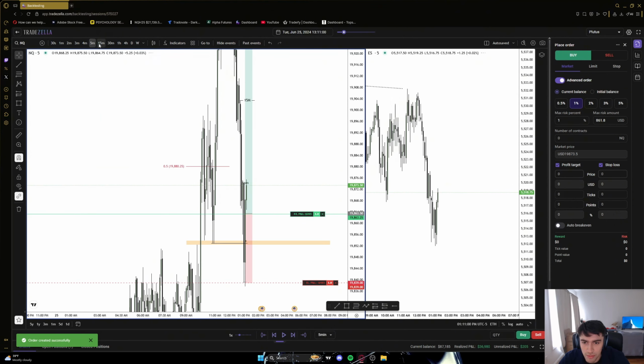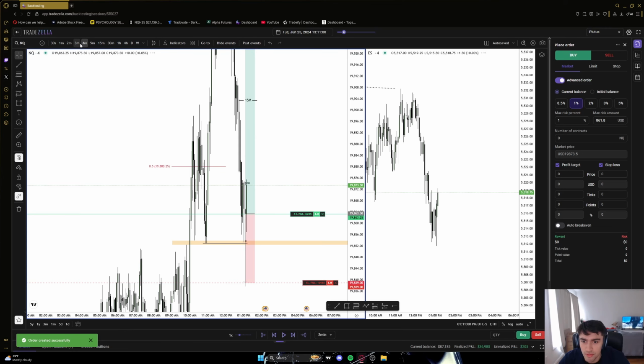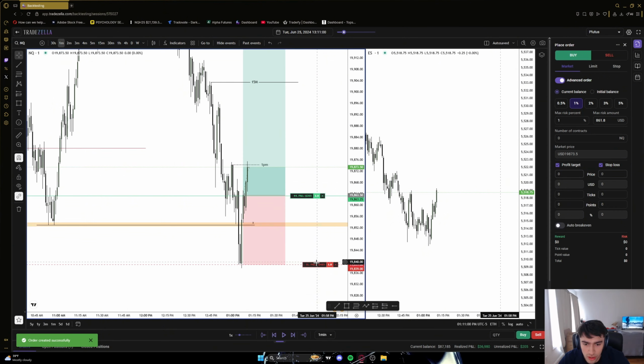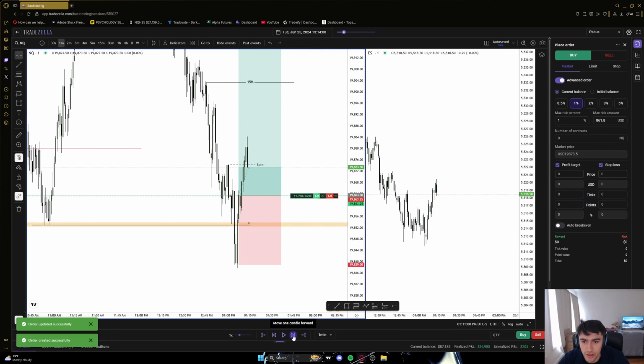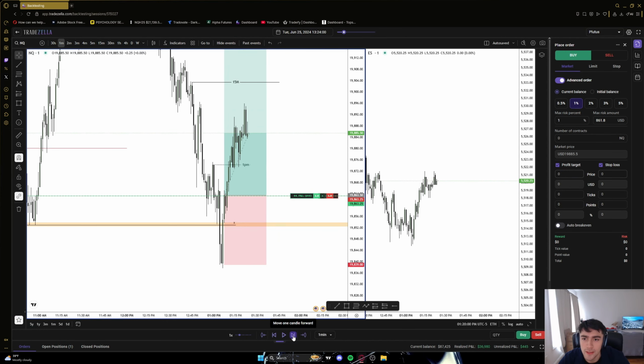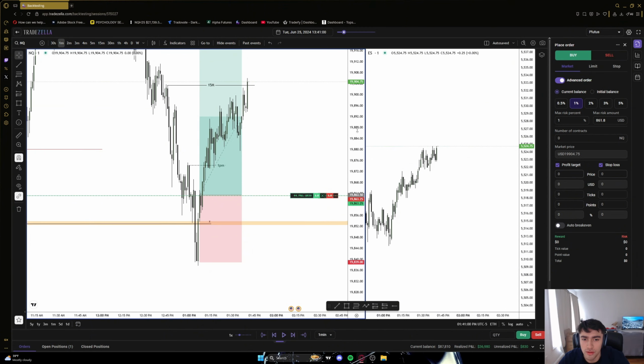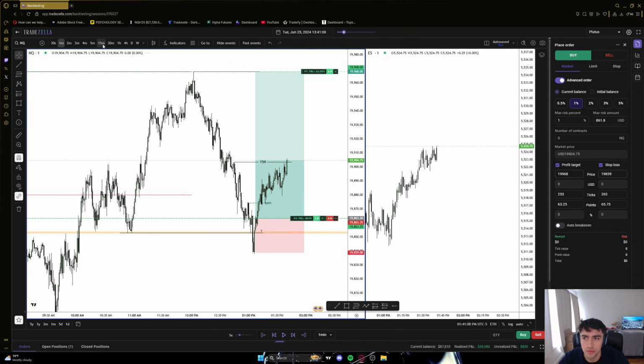Are we mitigating the 5-minute? No, there's no 5-minute there, but it is an intermediate term high right there, so we are gonna go break even here. And then let's see if we get a run higher here. There it is. So once we hit this 15-minute, we're gonna go for TP1, bam. So this is a beautiful TP1.